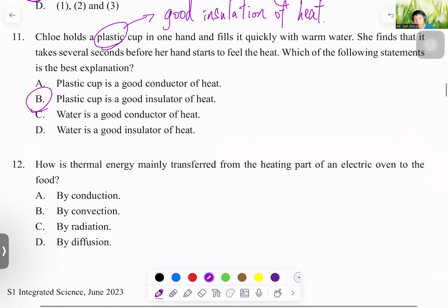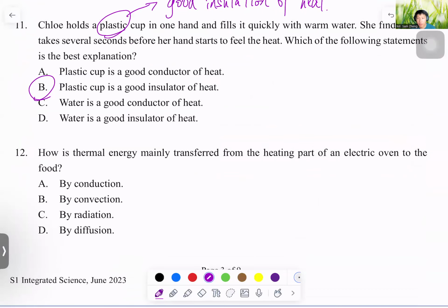How is the thermal energy mainly transferred from the heating part of the electric oven to the food? In an electric oven, we notice that there is no fire inside the oven. Rather, it is heated by radiation. Therefore, the answer should be C.